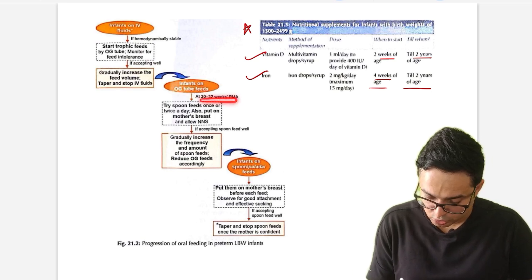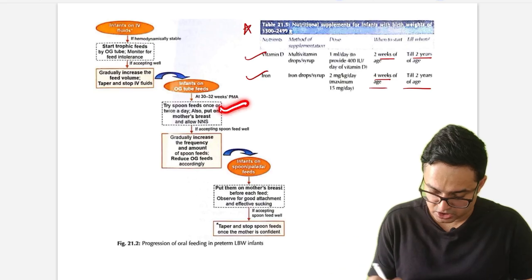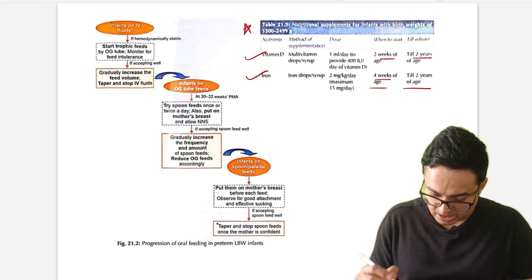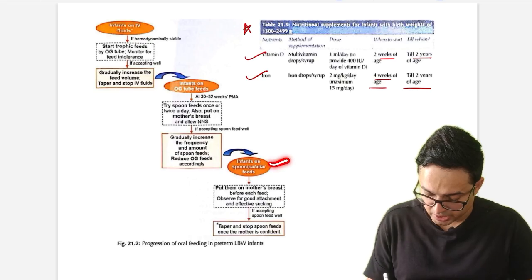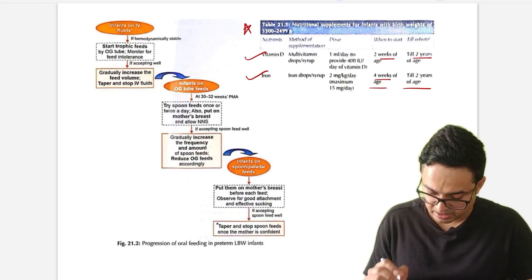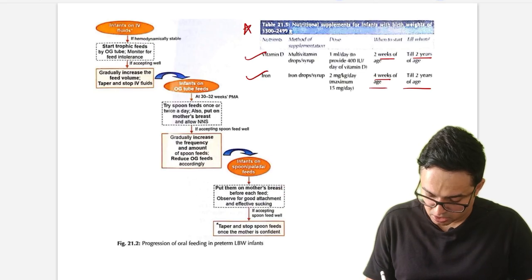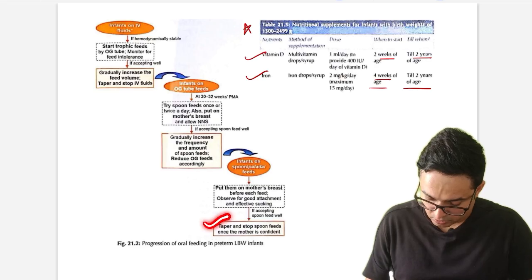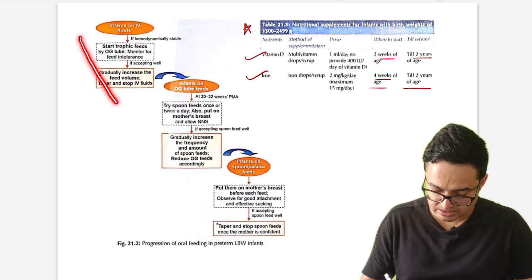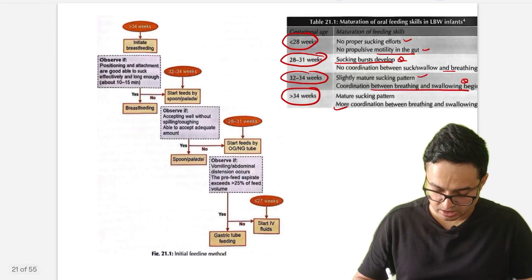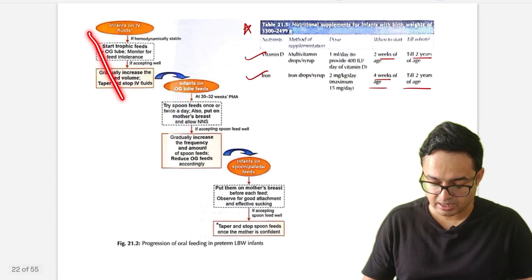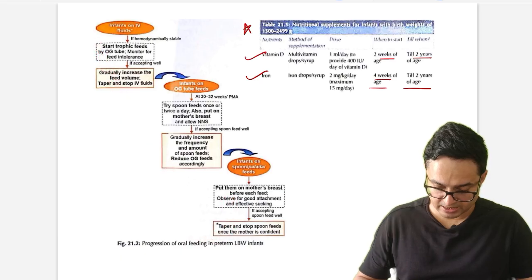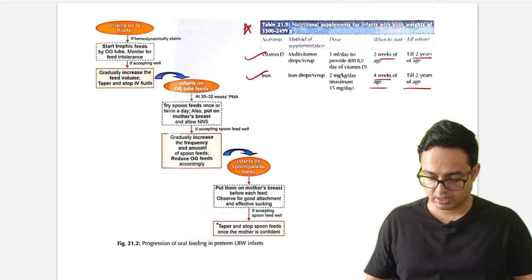At 30 to 32 weeks of gestation, try spoon feed. Gradually increase the amount and reduce OG feeding. And when the neonate is on spoon feeding, put them on the mother's breast, and taper or stop spoon feeding. So this is oral feeding progression. The previous slide was for how we will start, and this is how we will progress. So you have to remember both.